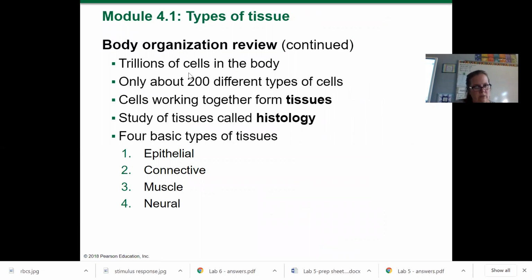There are trillions of cells in the body, and they are constantly dividing, some faster than others. There are only about 200 different types of cells that work together to form tissues. When you start studying the cells and the tissues that they make up, that's called histology. There are 4 basic types of tissues that we study in histology: epithelial, connective, muscle, and neural or nervous tissue.